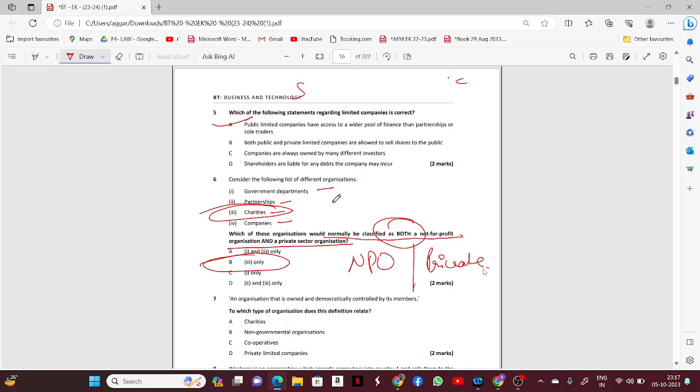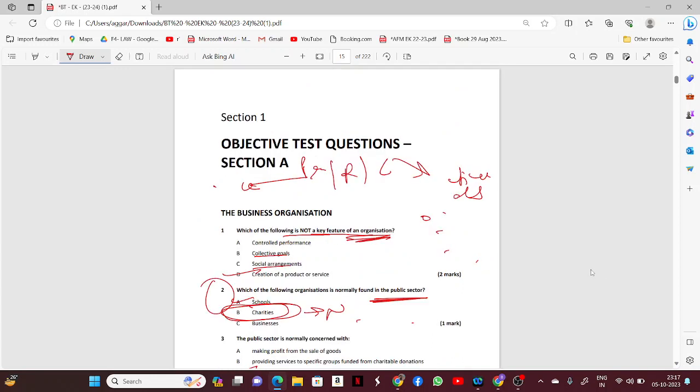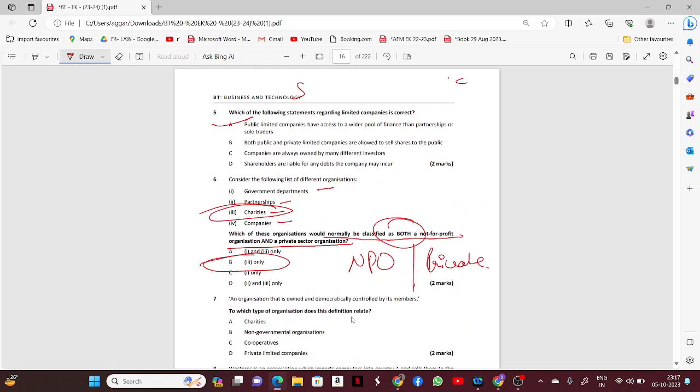And in question number 2, I'll just show you again, they told it is a public sector. So there's a difference between your NPO and public sector. I hope that you know it. If you don't know, please just comment down below, I'll surely help you out with that. But this is the reason that B, charities, is correct, and only this is correct.